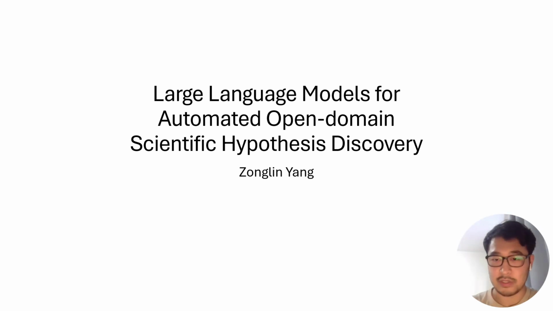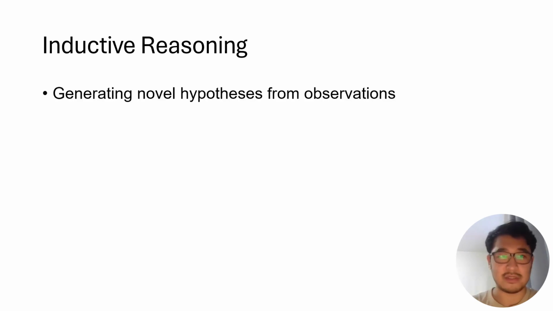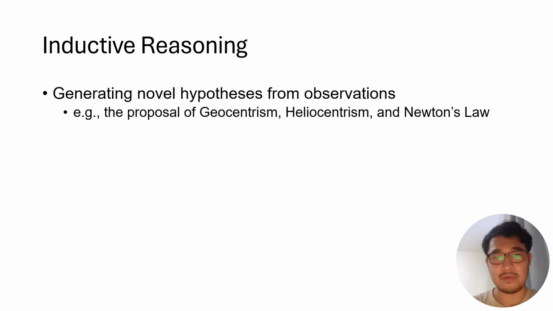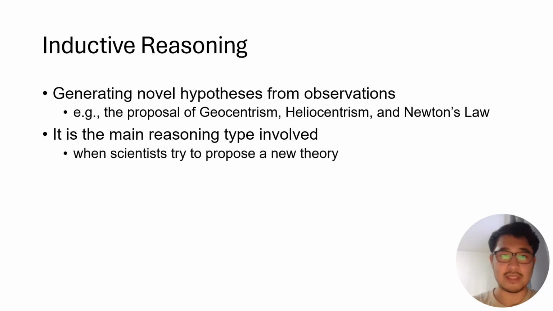Today I'm going to introduce our work, Large Language Models for Automated Open Domain Scientific Hypothesis Discovery. Scientific discovery is very related to inductive reasoning. Inductive reasoning is about generating novel hypotheses from observations. For example, the proposal of geocentrism, heliocentrism, and Newton's law are all results of inductive reasoning. It is also the main reasoning type involved when scientists try to propose a new theory.